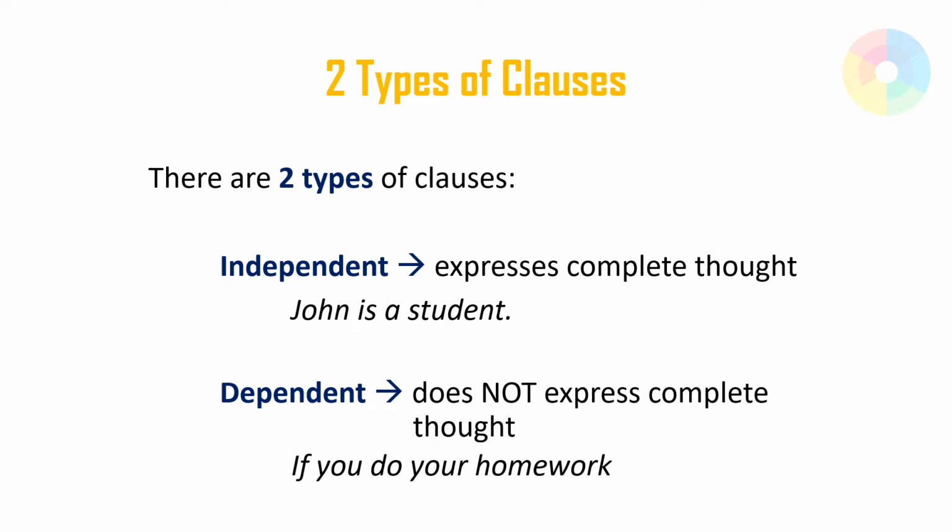So we have two types of clauses. There are clauses that are independent and clauses that are dependent. An independent clause expresses a complete thought. For example, John is a student. So you as a listener, you're not expecting or requiring anything else to complete this meaning or this sentence. On the other hand, a dependent clause does not express a complete thought. If you do your homework, all right, so this is a conditional clause, and you're waiting for the response, right? So if you do your homework, then what? What will happen as a result of that?